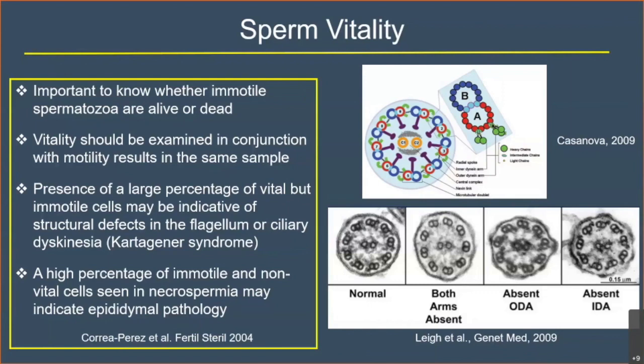And a high percentage of immotile and non-vital cells indicates necrospermia, which is also an indication of an underlying pathology responsible for the non-vital cells. Next slide, please.